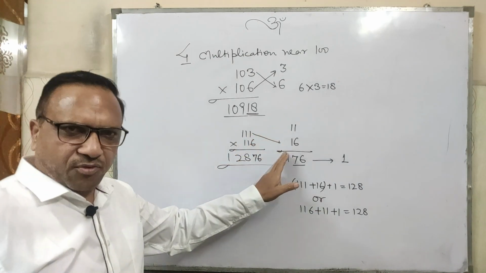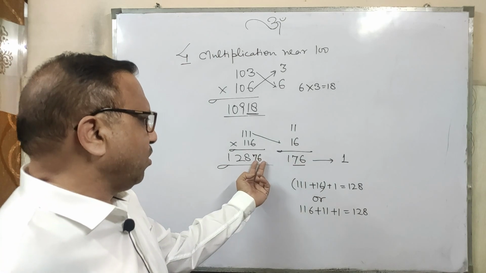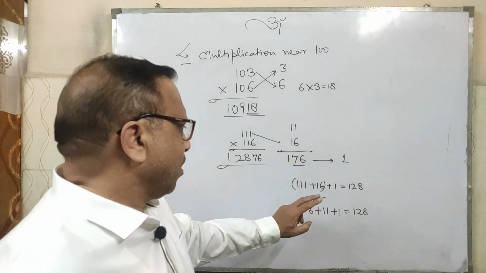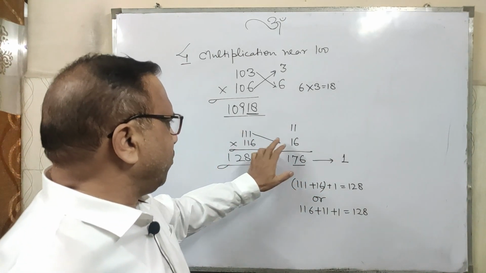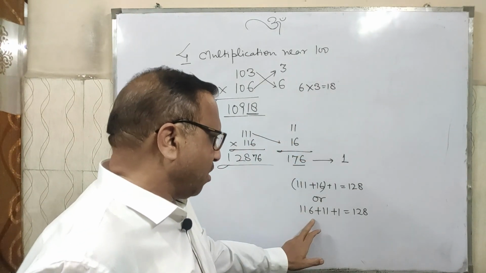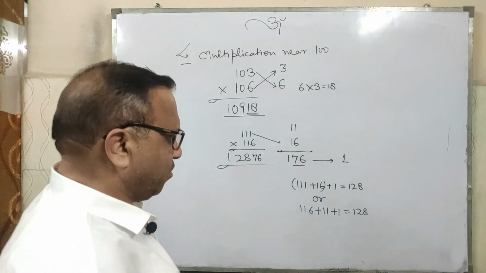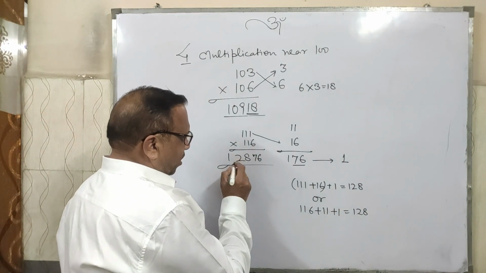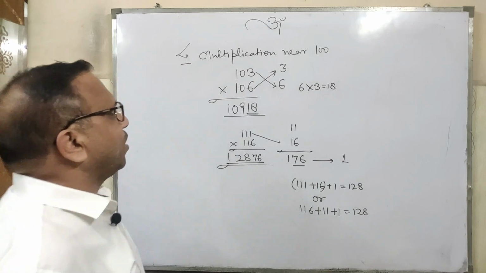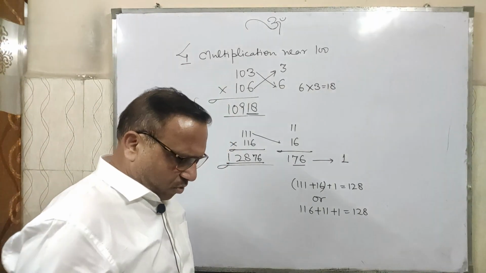So first you write the difference, multiply this, write 2 digits only, 76, 1 carry. Now you add either 111 with 16 or 116 with 11. Then the one we are carrying, you also add it. Then you will get 12876, you write in this way, and you will get the multiplication of 111 and 116.